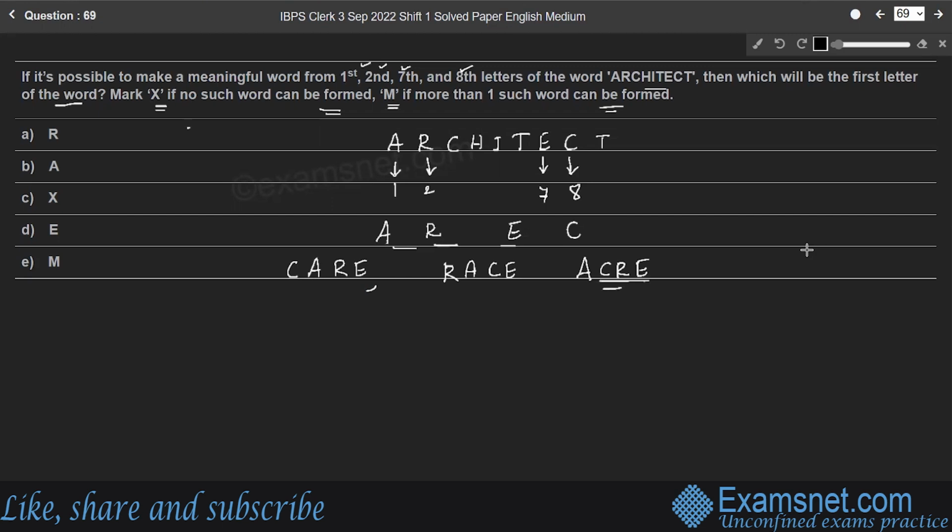Therefore, the answer is, so it is given that mark X if no such word can be formed, and mark M if more than one such word can be formed. So we can form more than one word. Therefore, answer is M. M means more than one word can be formed, right? Therefore, option E is the right answer.